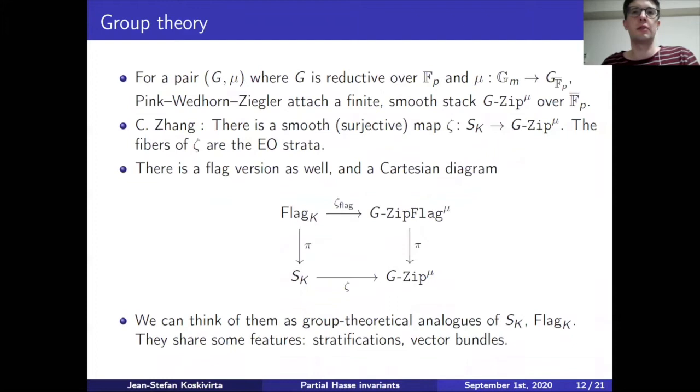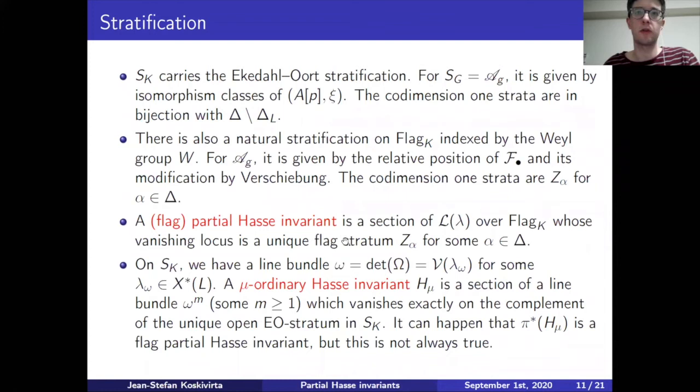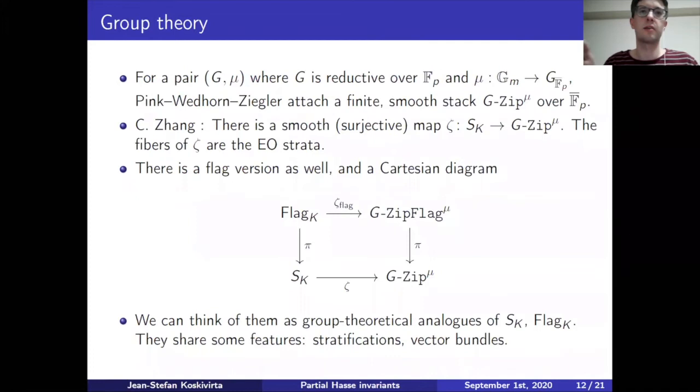Right, so now let's do some group theory, because that's what helps. Here I wanted to note that for the flag partial Hasse invariant and the μ-ordinary Hasse invariant, we may want to prove that these do not depend on the level, or that they commute with a change of level. This is some hard work, but using this other method makes it possible to have a canonical way of constructing these invariants, which commutes with levels.